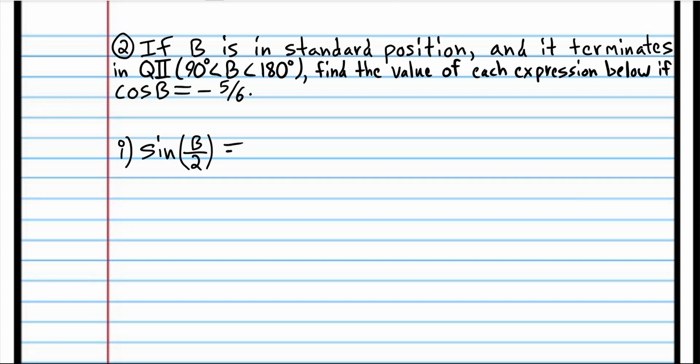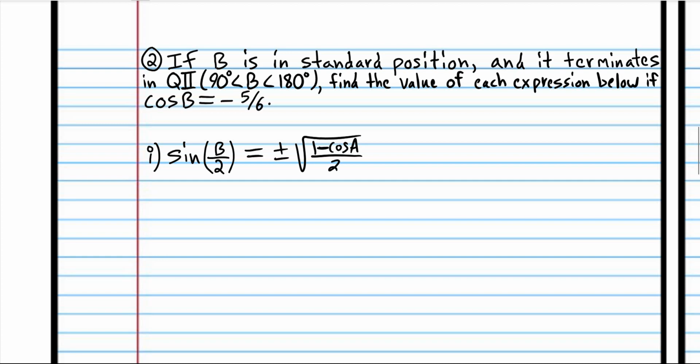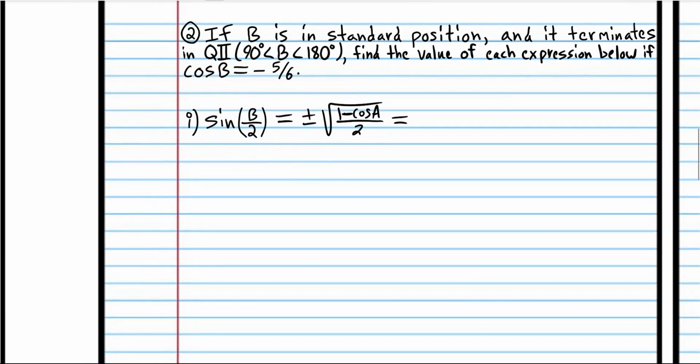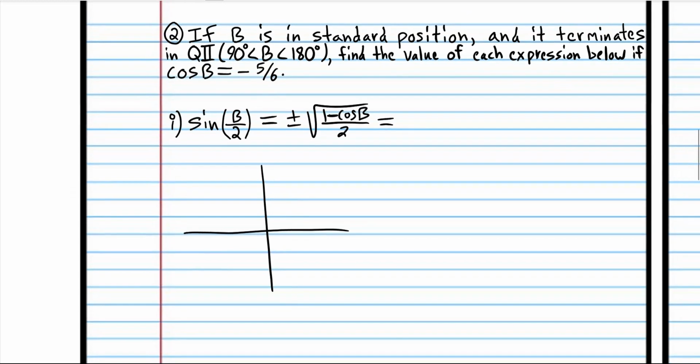Okay, so we're going to use a half angle identity. So that is the half angle identity that we learned at the beginning of the class. And the first thing we need to do is figure out if we're going to use a plus symbol or a negative symbol. So we're told that cosine B, or B itself, terminates in the second quadrant. So that's over here.